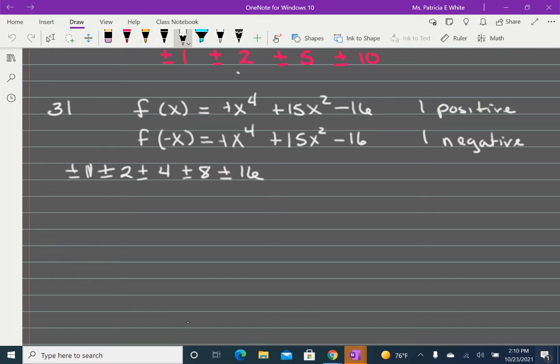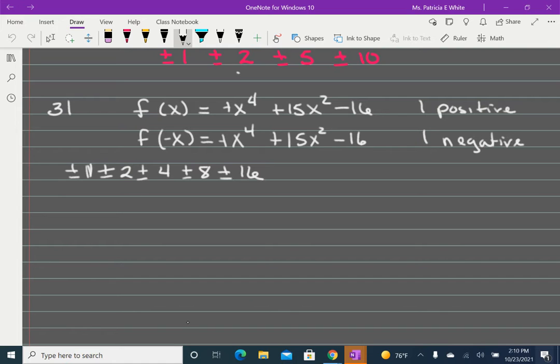If I do f of positive x, I've got x to the fourth plus 15x to the second minus 16. Positive, positive, negative. There's only one change, so that means I will have one positive solution. When I put in f of negative x, remember if your exponent is even, even exponents make negative x and positive x the same. So that stays positive, and of course 16 is constant, so it's not going to change. So I have one negative.